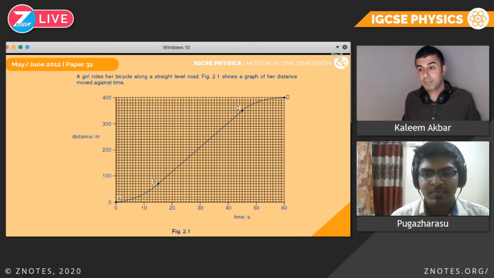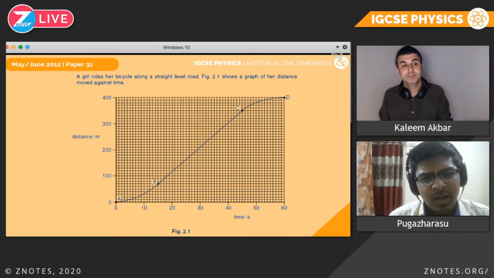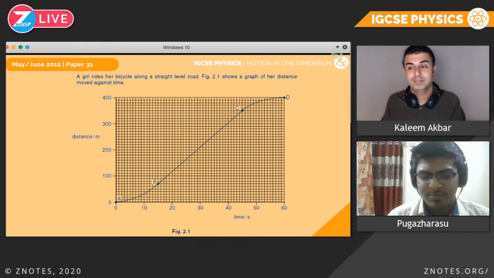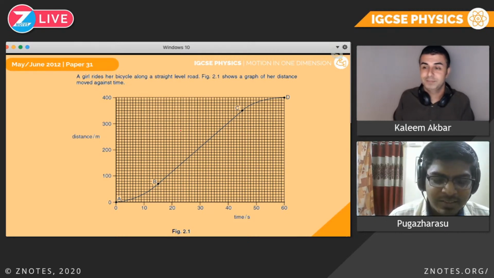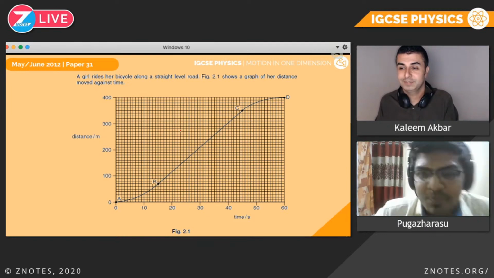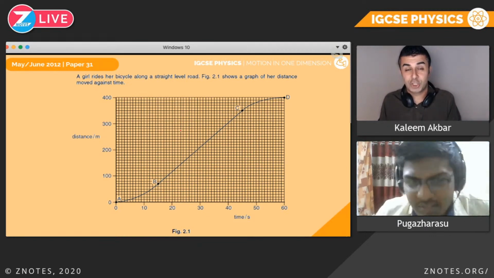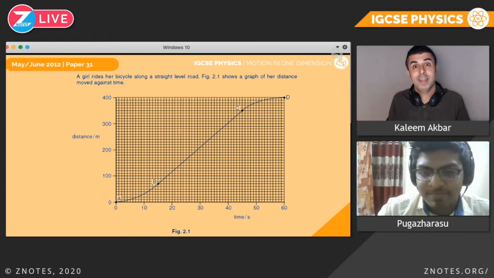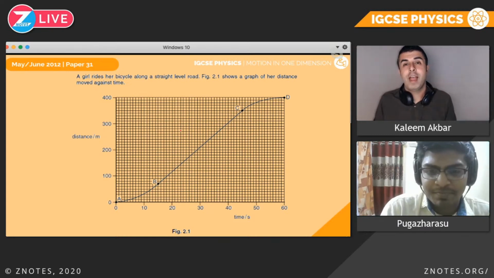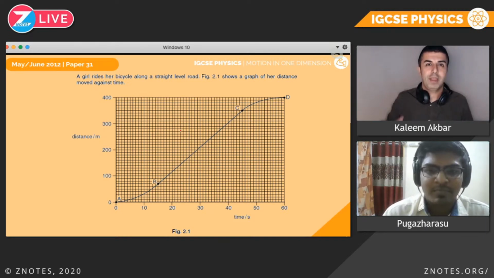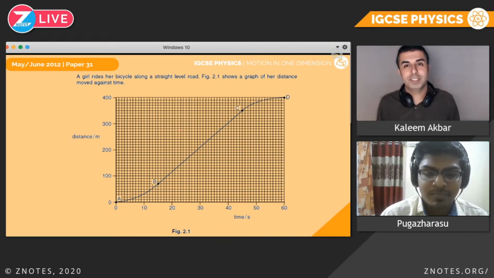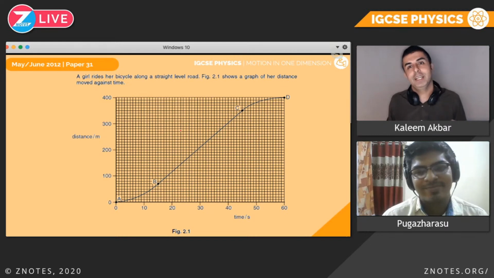What do you think, Pugs, in terms of speed? So what do you think's happening to the speed? Well, speed's not changing. It's a constant speed. Okay? Yep. It's a constant speed. And then I hope you've all figured out then, if A to B is speeding up and B to C is going at a constant speed, then surely C to D is slowing down.